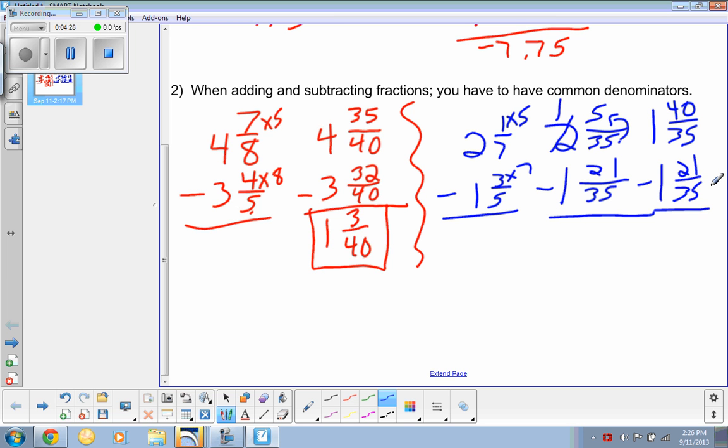And now I can subtract. 1 minus 1 is 0, so I don't need to put anything. 40 minus 21 is 19/35ths. 19 is a prime number, so that is reduced right there. Got to be really careful on that kind of question. So bring this knowledge with you, and we will discuss it tomorrow.